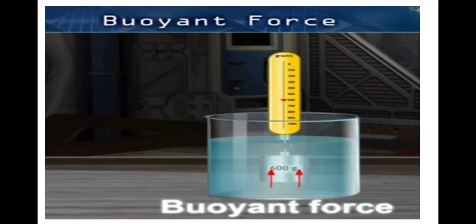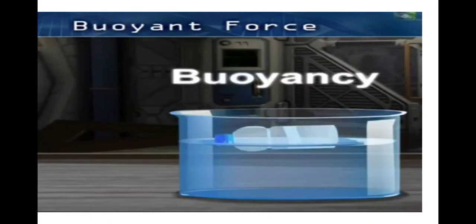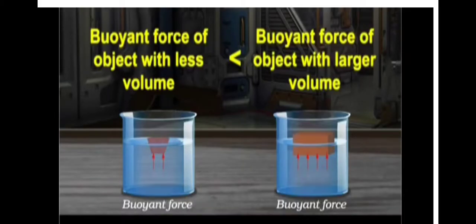The buoyant force acting on an object depends on the volume of the object. The buoyant force is greater if the volume of the object submerged in the liquid is larger. It also depends on the density of the liquid. The buoyant force is greater if the density of the liquid is greater.